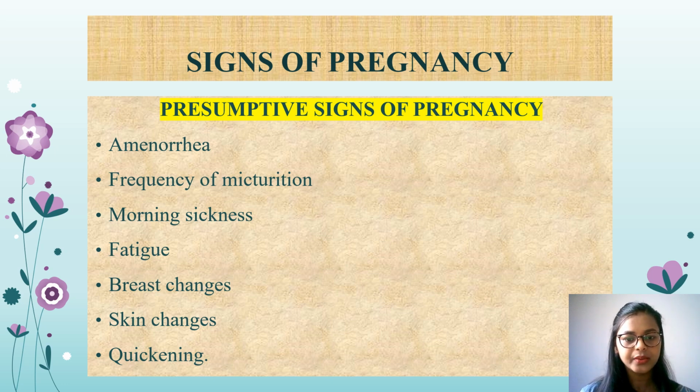Skin changes during pregnancy include hyperpigmentation, especially on the face. It's called melasma, or the mask of pregnancy. Also stretch marks: in the beginning they look red, and then they become brownish in color. That is also called striae gravidarum. Then you can also see the linea nigra, which starts from the sternum to the lower part of the abdomen. It's like one line. Also in some women you can see acne and pimples on the face. And the last one is quickening, which is the movement of the baby felt by the woman. So these are all the presumptive signs of pregnancy, which are felt by the woman.